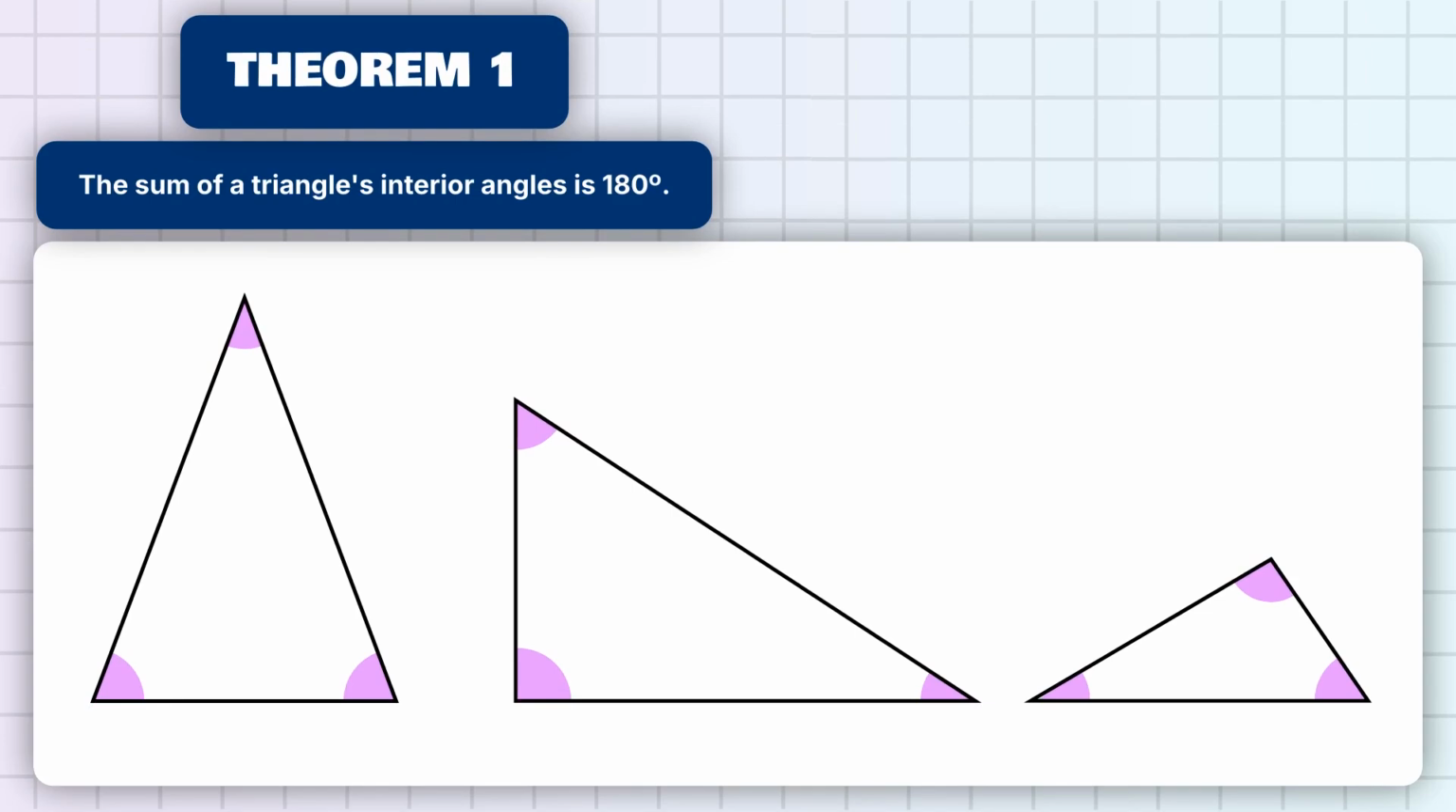The first theorem which we are going to look at today is that the sum of the interior angles in a triangle always adds up to 180 degrees. This theorem holds for all triangles, no matter whether they are equilateral, isosceles, right angle, or scalene. Their interior angles always sum to 180 degrees.